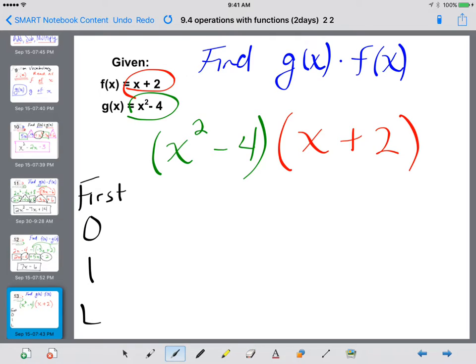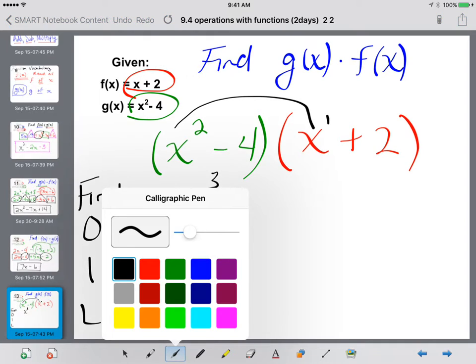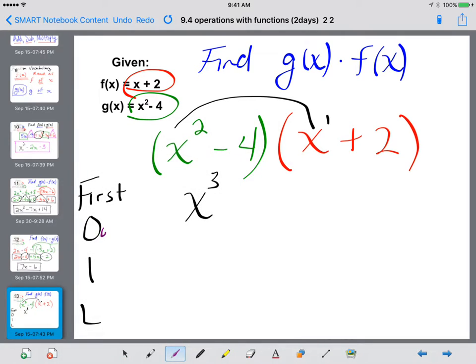So I'm going to draw this out. The first terms in this quantity are x squared times x. Now when I multiply x's, I just add the exponents. Here's an exponent of 2. This one's never written, but it's 1. So x squared times x is x to the third power. Now I need to find the outside. So the outside terms would be x squared and 2. So x squared times 2 is a positive 2x.